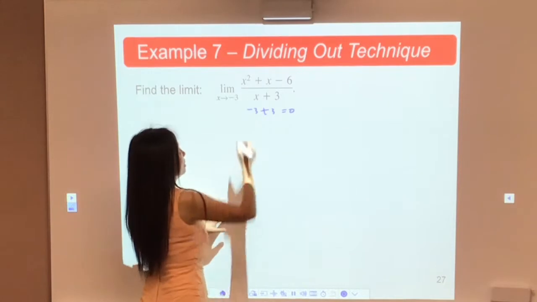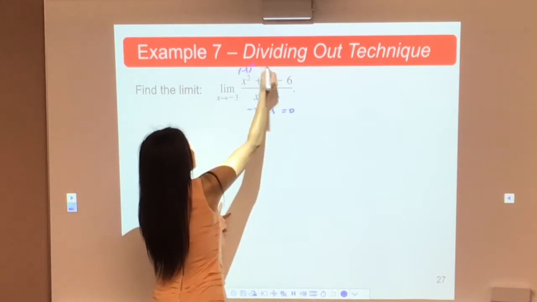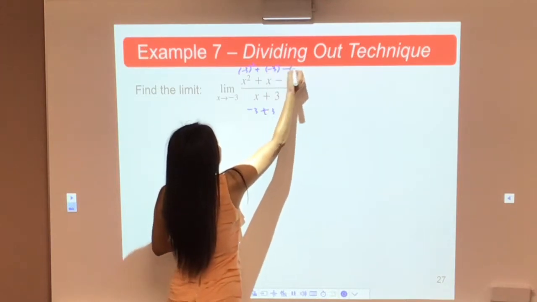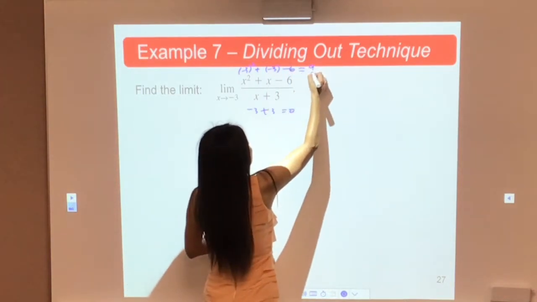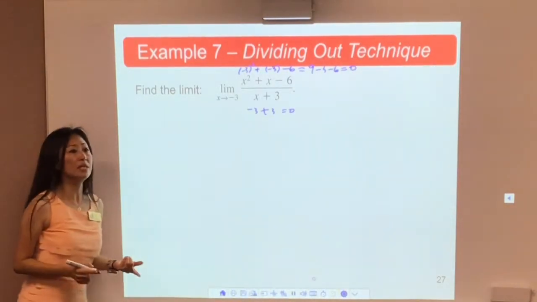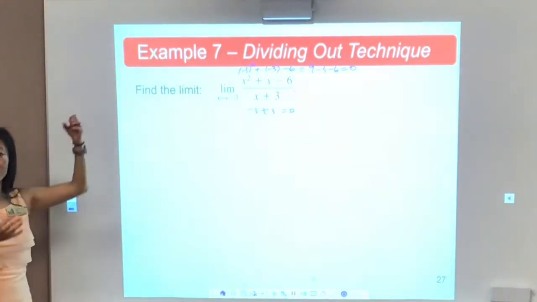That is not good. So negative 3 squared plus negative 3 minus 6, what do you get? 9 minus 3 minus 6, which is what? 0. That's not good. So that means I have to do something. Are you with me? I get 0 over 0.